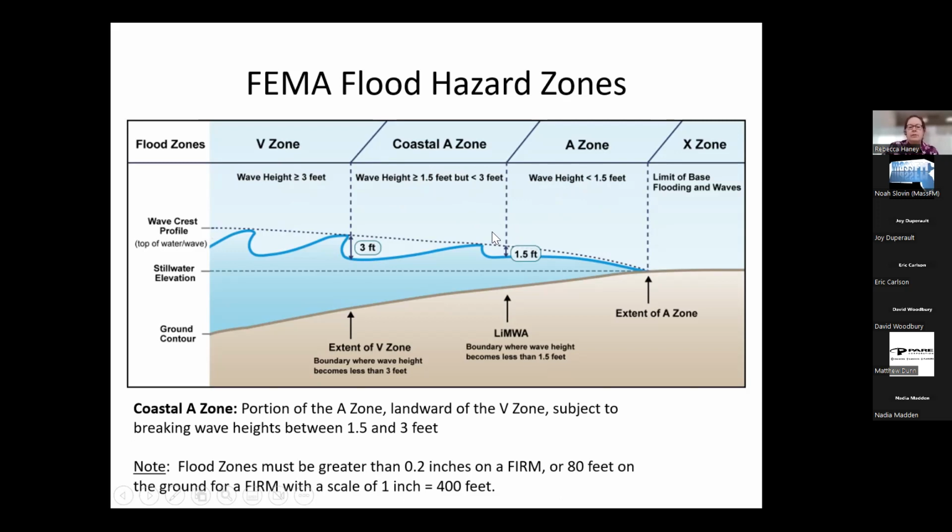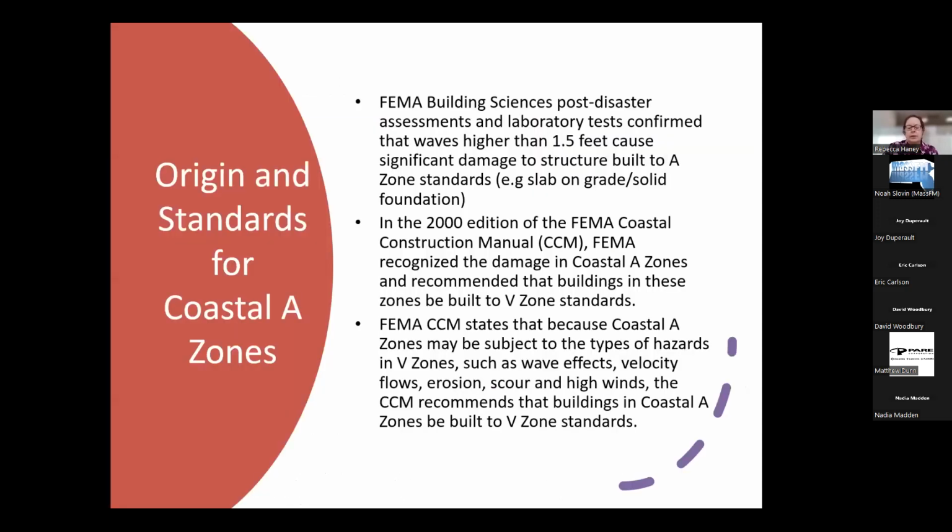So if we look at how that looks on a flood map, oops, that's not next. Sorry, that will be next. Give you some more background on the reason for coastal A zones. The Building Sciences Division of FEMA does a lot of post-disaster assessments, and they have also done laboratory tests to confirm that waves greater than 1.5 feet cause significant damage to structures built to A zone standards. And that could be slab on grade, solid foundation, anything that would be considered okay for an A zone in the past. If it's subject to that level of wave energy, it can cause damage.